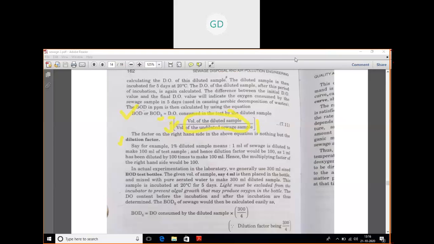So let me give you one example. It is already given here. Suppose somebody tells you that you are given a 1% diluted sample. What does this mean? It means that you have 1 milliliter of raw sewage sample, and that 1 ml of raw sewage is diluted by adding some distilled water to make 100 ml of test sample.